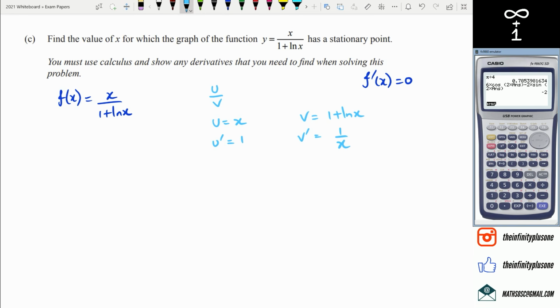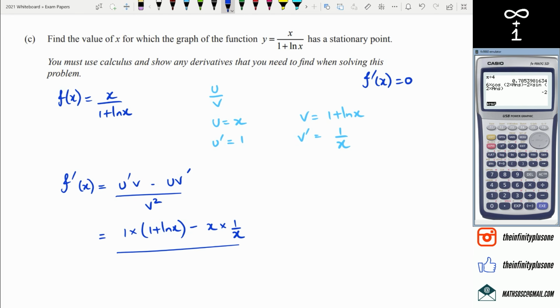So once that's good, we're going to put that into the quotient rule. So f dash of x could be written as u dash v minus uv dash divided by v squared. So u dash is 1 times 1 plus ln of x minus x multiplied by 1 over x, and the whole thing is divided by 1 plus ln of x squared.